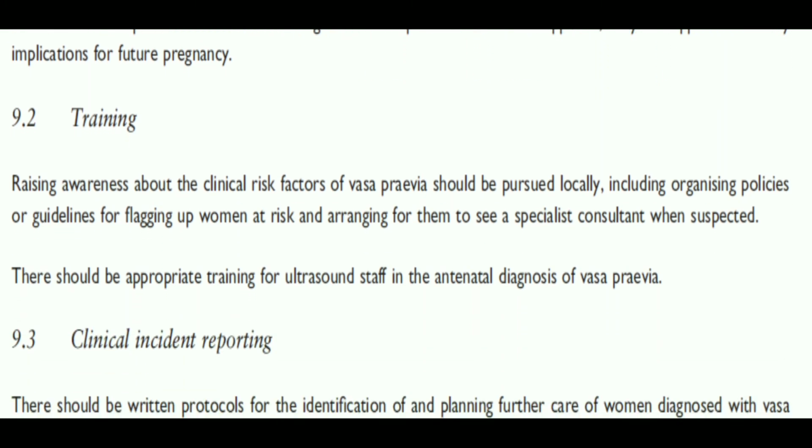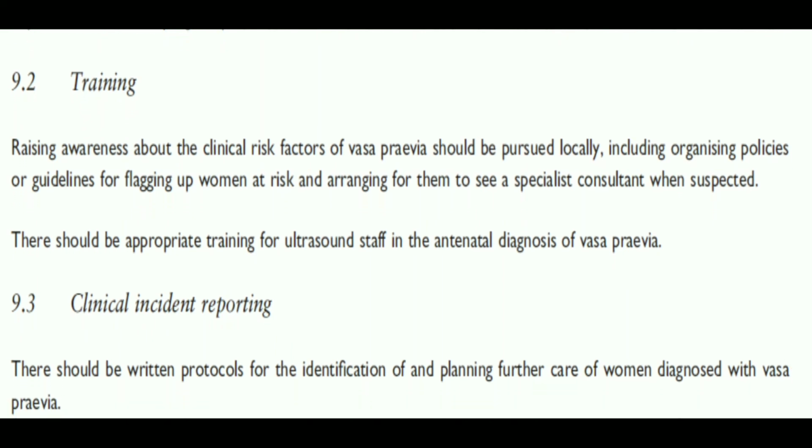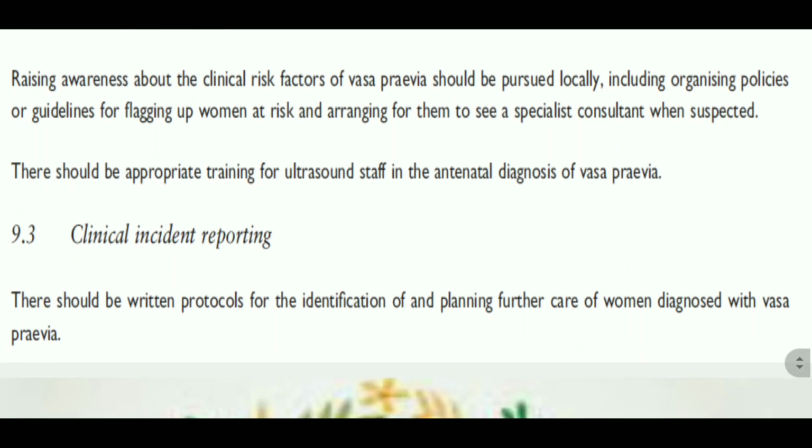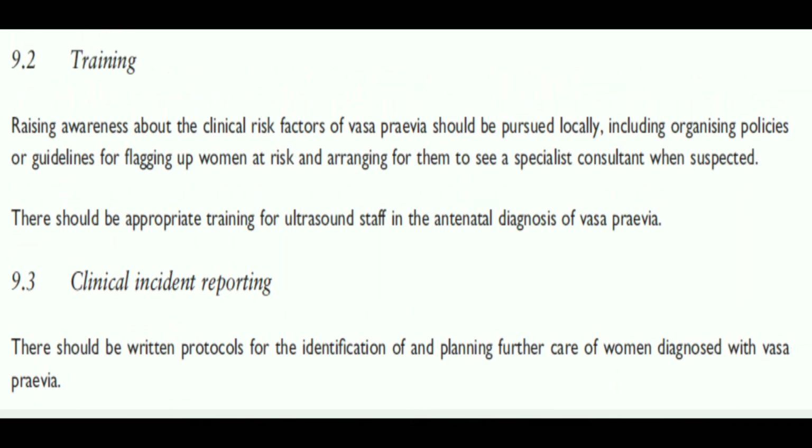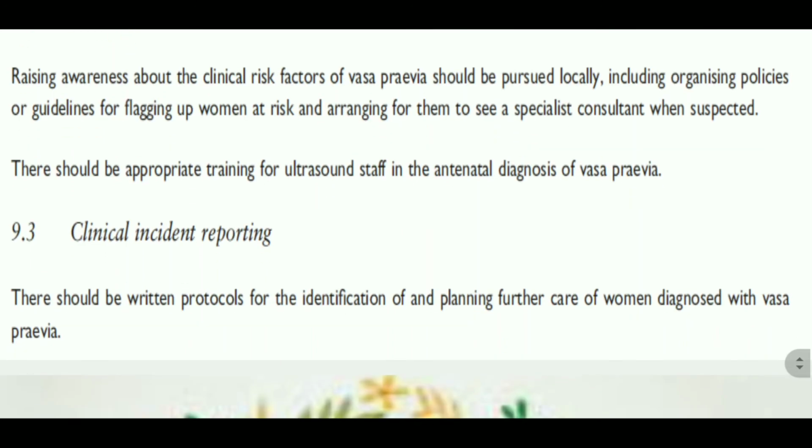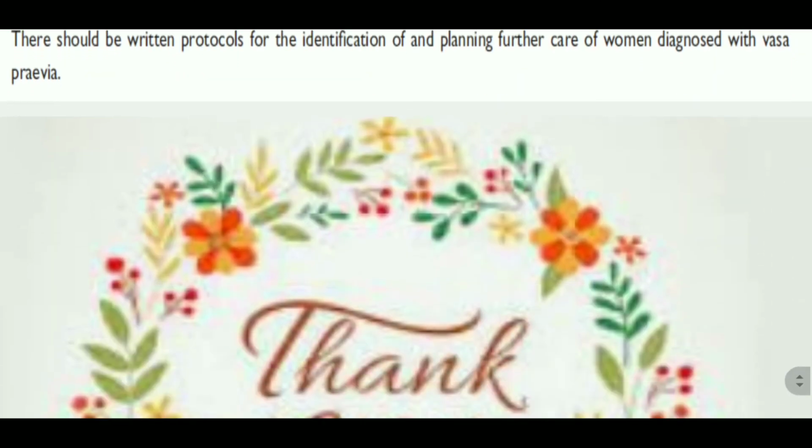Raising awareness about the clinical risk factors of Vasa Previa should be pursued locally, including organizing policies or guidelines or flagging of women at risk and arranging for them to see a specialist consultant when suspected. And there should be appropriate training for ultrasound staff in the antenatal diagnosis of Vasa Previa. The third very important thing is clinical incident reporting. There should be a written protocol for identification of and planning future care of the woman diagnosed with Vasa Previa. Okay, so this is all about the RCOG guideline of Vasa Previa.